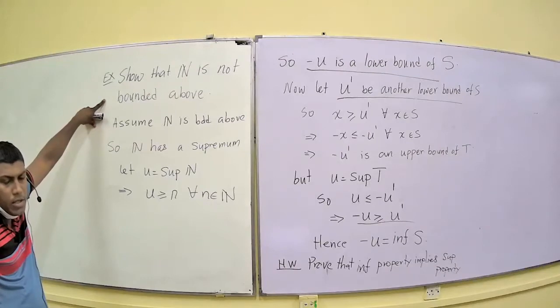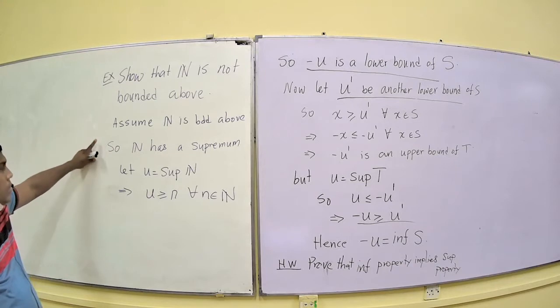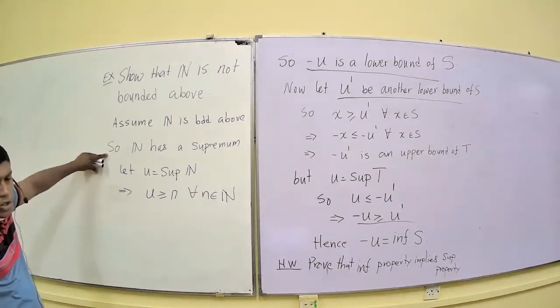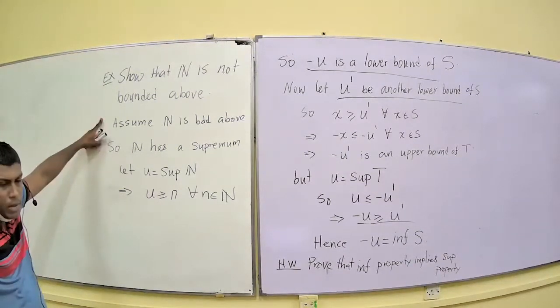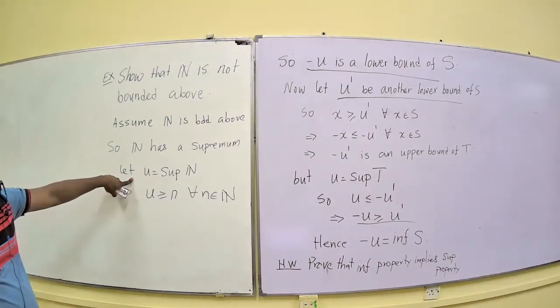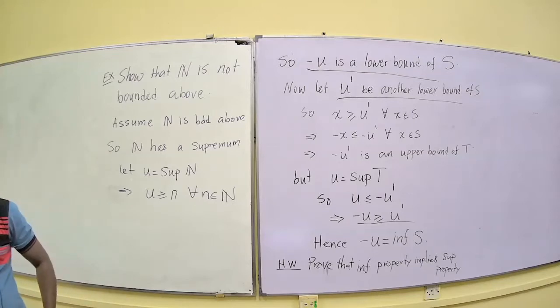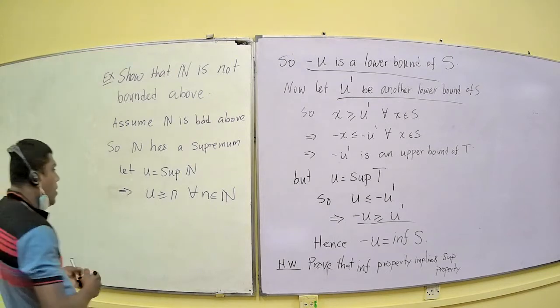what we are trying to prove is that the set of natural numbers is not bounded above. So I am trying to prove it by contradiction. So I take N has a supremum, right? I assume N is bounded above. So by the completeness axiom, it will have a supremum named u. So obviously, u will be greater or equal to n for all n belonging to the natural numbers. Right.